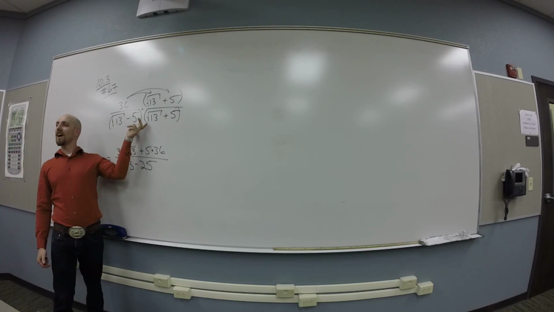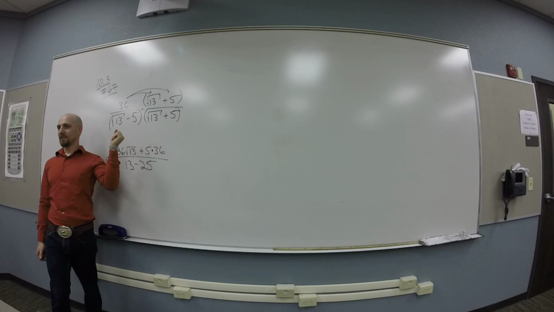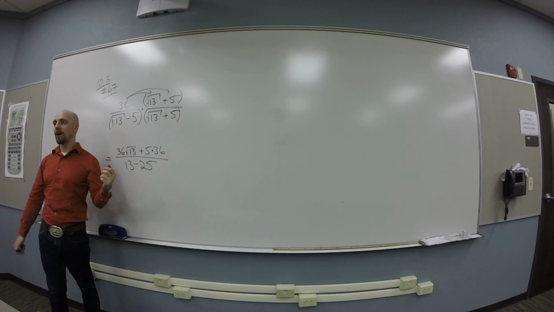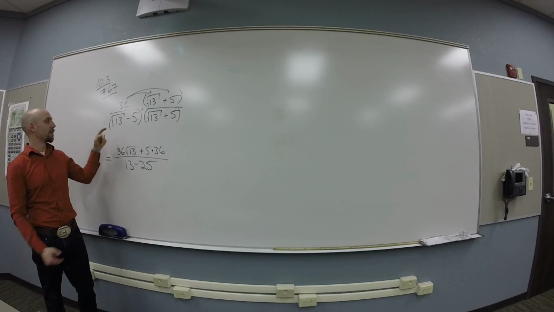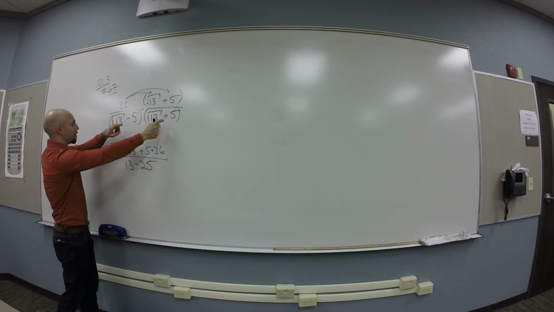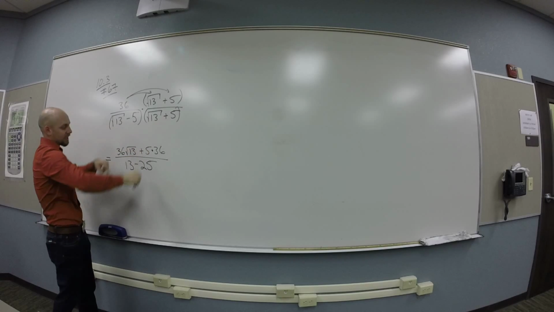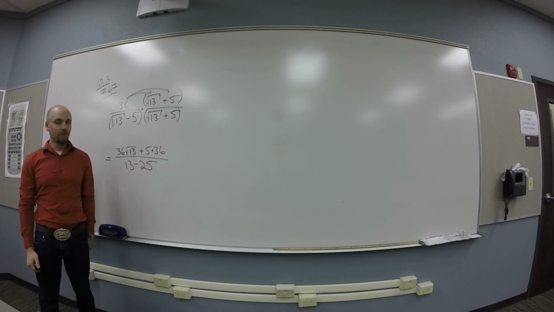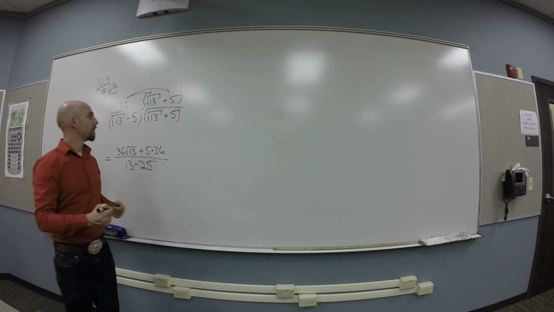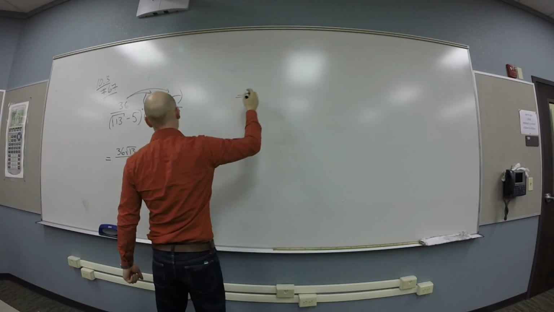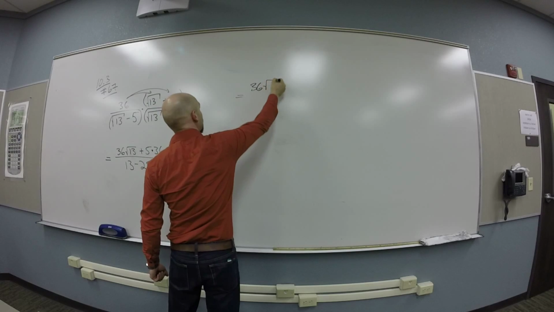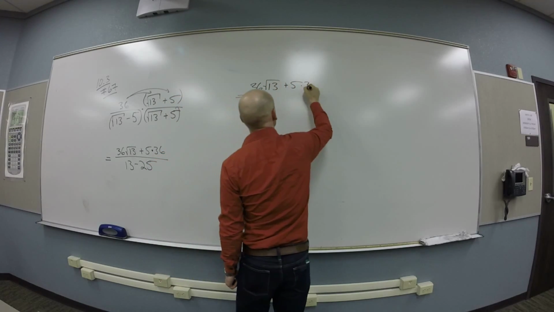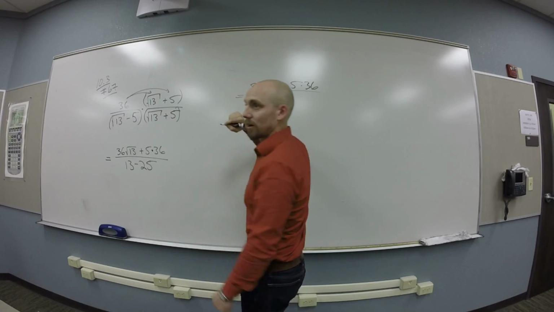So we FOIL this out, right? And what cancels? The middle part. Yeah, the O and the I, right? Those cancel. So I get the first things plus the last things. So I got my 13 minus 25. So then I've got my 36 square root of 13 plus 5 times 36 over negative 12.